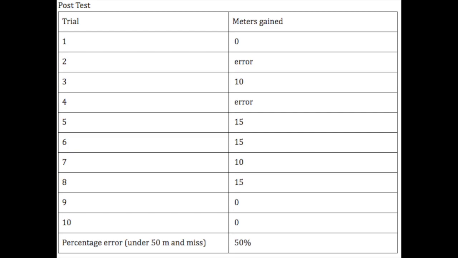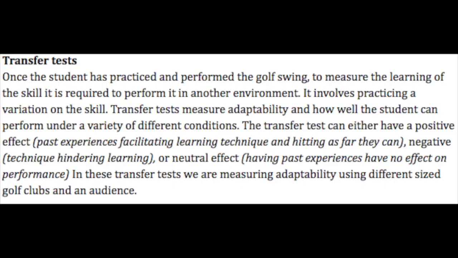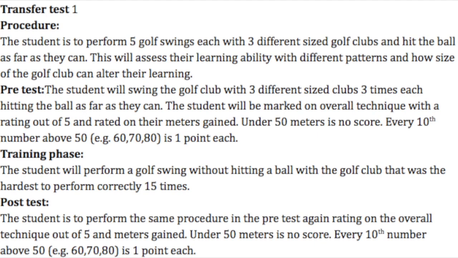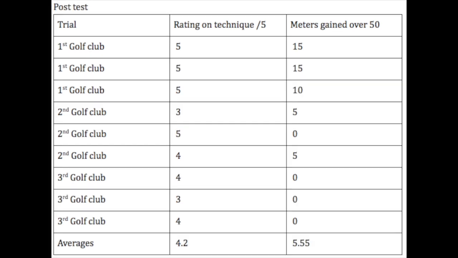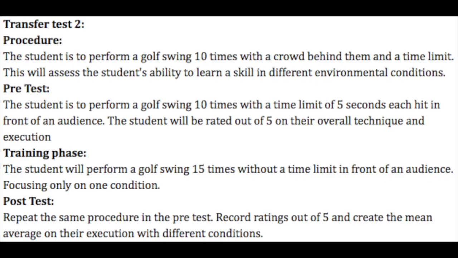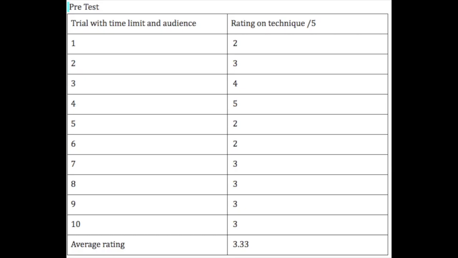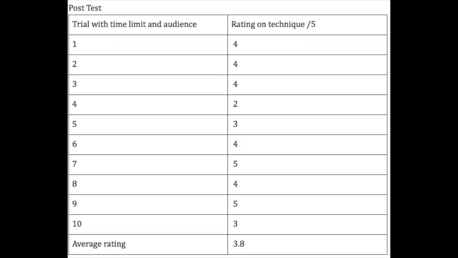All tests have a pre-test, a training phase, and a post-test. The pre- and post-tests are the same to measure the effect that training has on learning the skill. Once the learner has practiced the golf swing, in the retention test we measure the learning skills variation. The transfer tests measure adaptability and how well the student can perform under a variety of conditions. The transfer test can either have a positive, negative, or neutral effect on the performance. They include performing a golf swing with 3 different sized golf clubs and performing it with a time limit and audience.